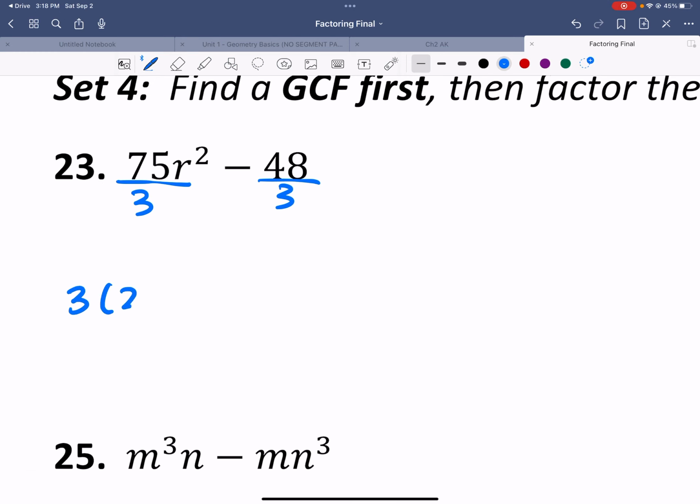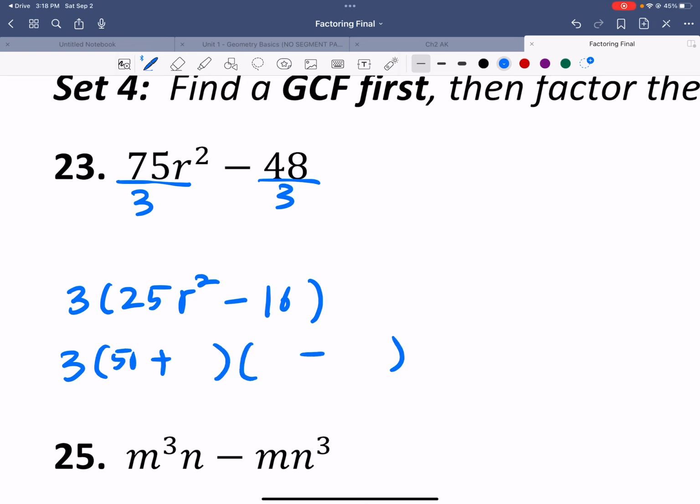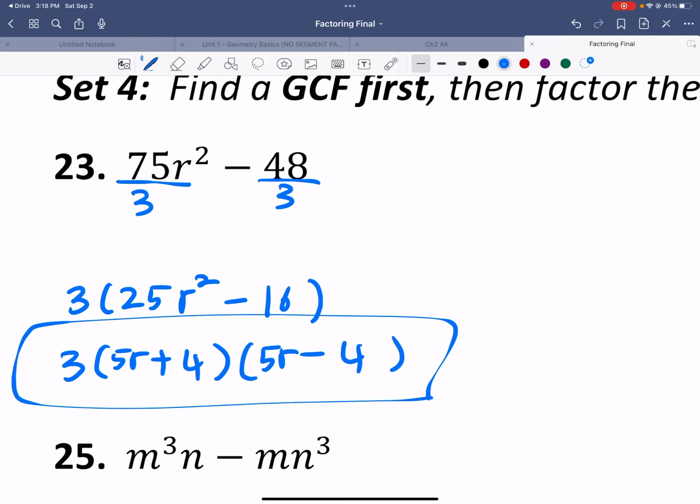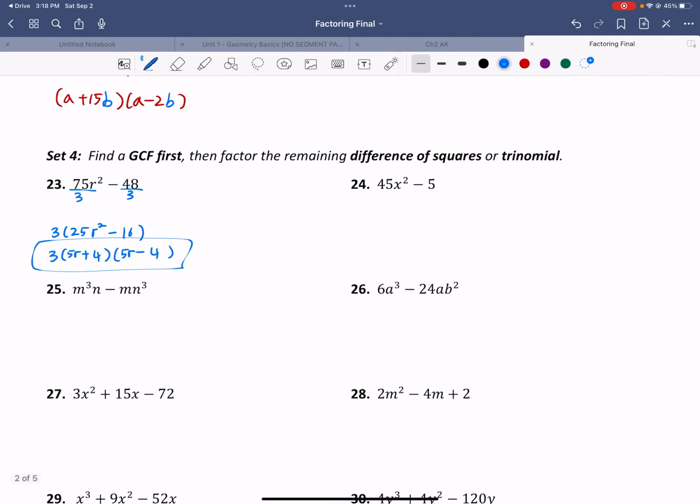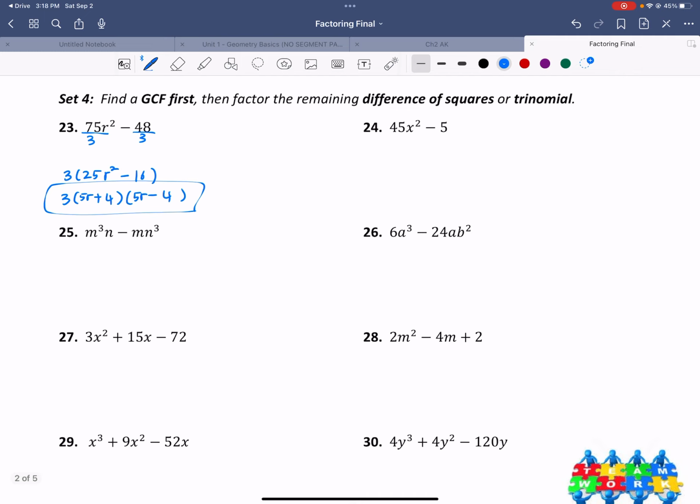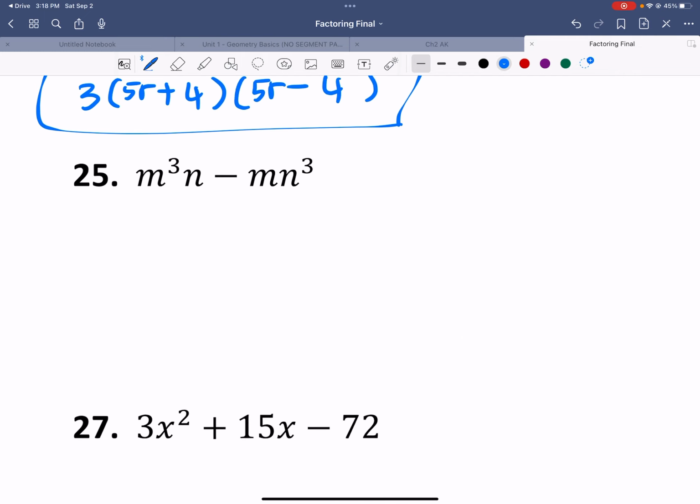Then I'm going to get 25r squared minus 16. And as you can see, this one is a difference of square because 25 is a perfect square, 16 is a perfect square. So you got to come up with this one automatically. 5r times 5r can give you 25r squared. 4 times 4 can give you 16. So that's it. Right? So I think you guys can do this one by yourself like the rest of them, but let me go over this one.